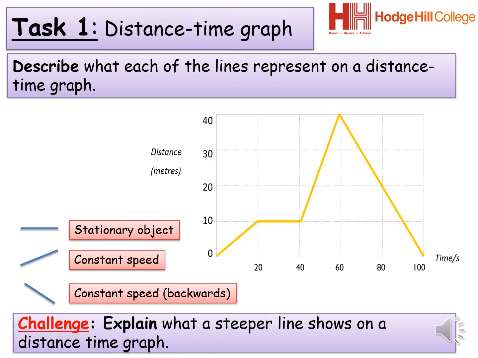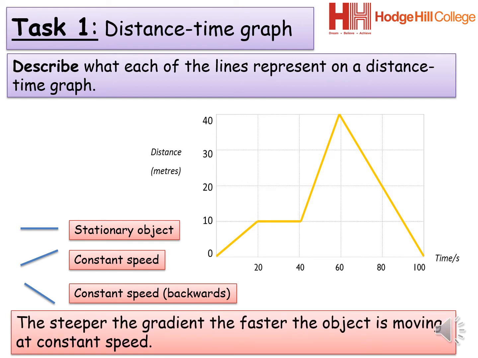Now if you look at the two lines between 0 and 20 seconds and 40 and 60 seconds, you will notice that the line between 40 and 60 seconds is steeper. Now that tells us that the object is moving quicker during this time interval. So the steeper the line is, the quicker the object is moving.